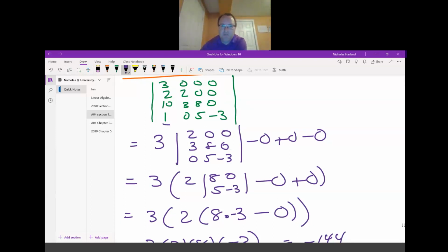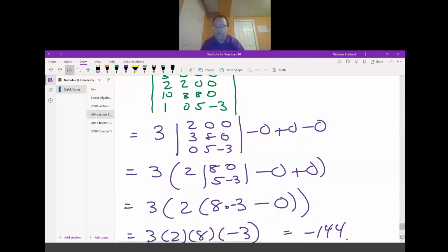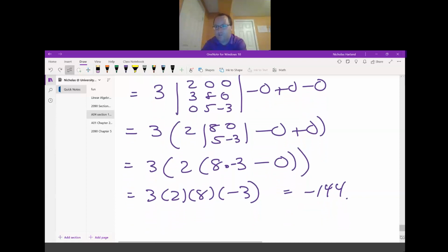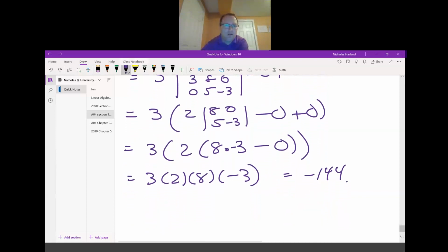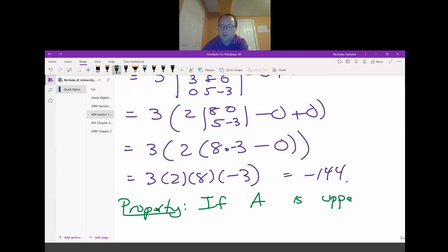So as we can see, we started with an upper triangular. The only surviving term was still upper triangular. And the only surviving determinant after that stayed upper triangular. So eventually we worked down to just those diagonal entries. All right, property time. If A is, this one was upper triangular, what would happen if it was lower triangular? Would we get the same thing?